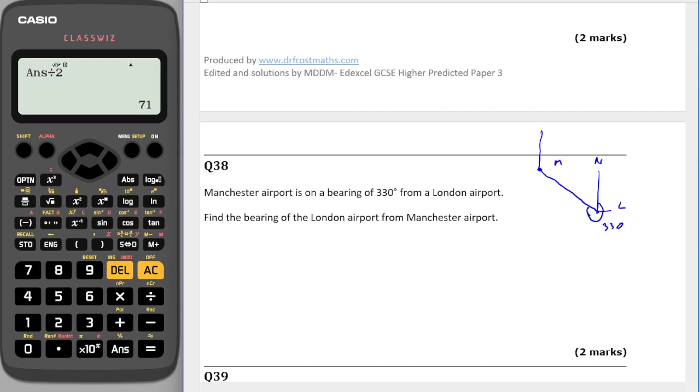So if I want to work out the bearing of the London airport from the Manchester airport, I'm after this angle here. So I'm going to say that that angle there is going to be equal to 360 minus 330, which would be 30 degrees. So that angle there would be 30 degrees. So Manchester would be on a bearing of, that's going to be a supplementary or co-interior angle. So 180 minus 30, so that's going to be 150 degrees as a bearing.